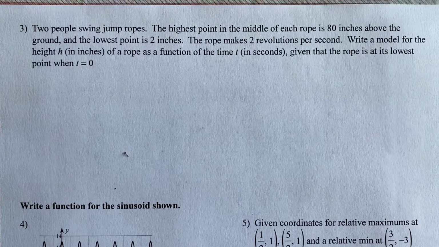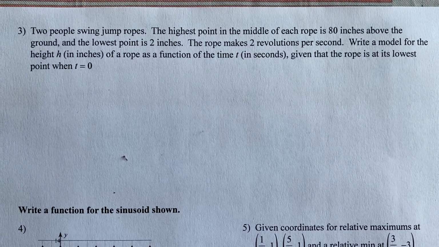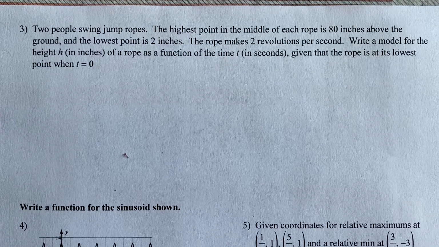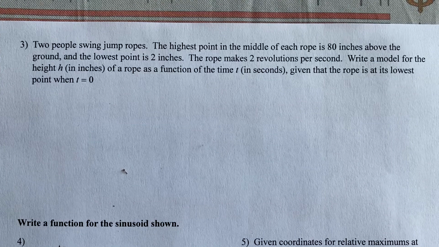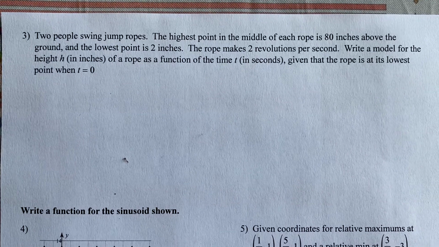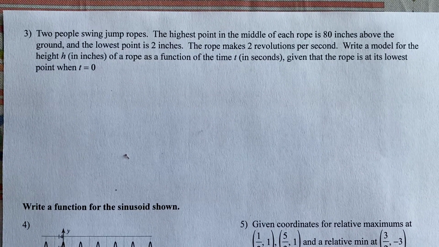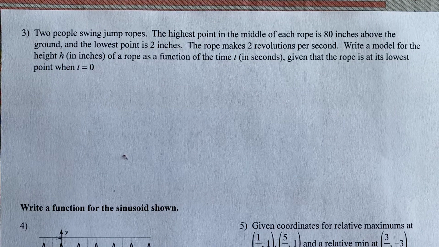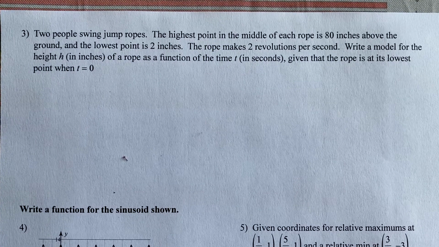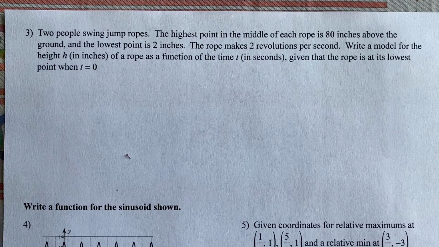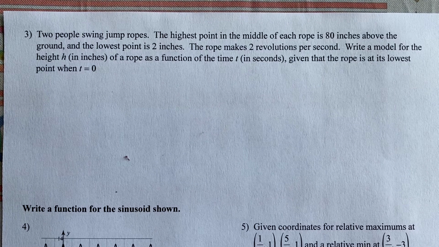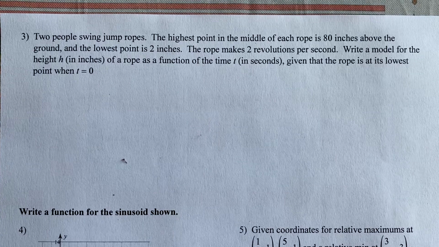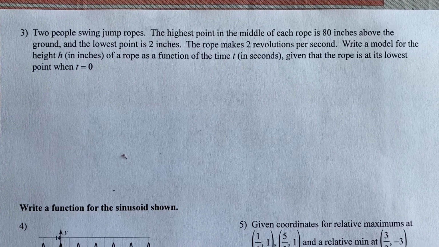Okay, so on to page 2. Let's do this little jump rope problem here. It says two people swing jump ropes. The highest point in the middle of each rope is 80 inches above the ground, and the lowest point is 2 inches. The rope makes 2 revolutions per second. Write a model for the height in inches of a rope as a function of the time t in seconds, given that the rope is at its lowest point when t is equal to 0.